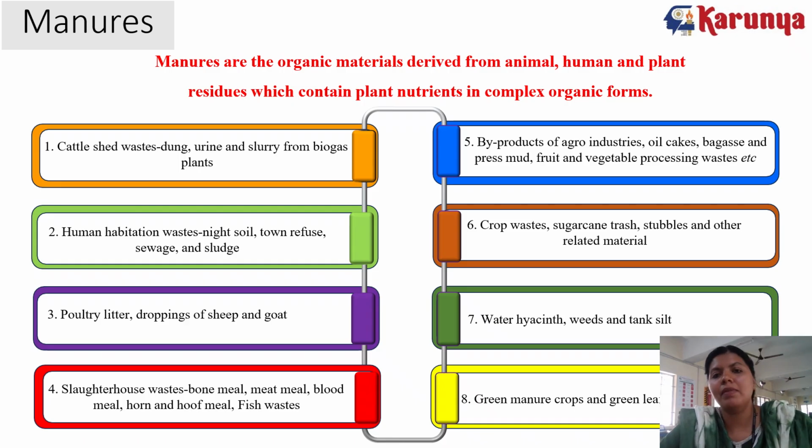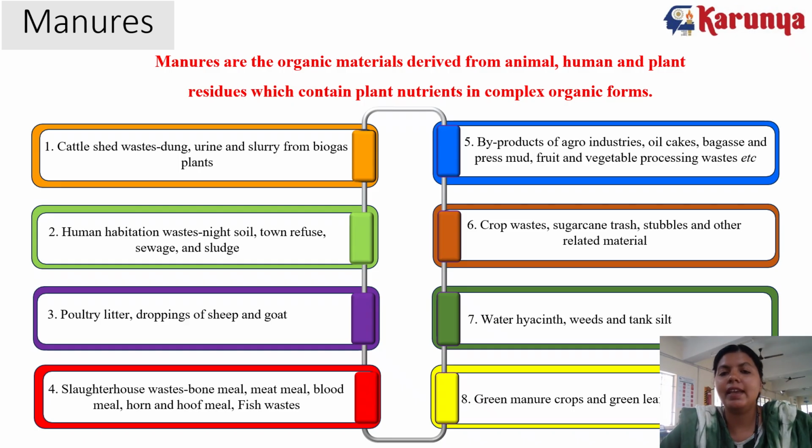And there are some oil cakes which are non-edible, like your neem oil cake, and these non-edible oil cakes can also be used as a source of manure. And bagasse, pressmud, fruit and vegetable industry waste, everything can be used as a source of manure. Apart from this, the leftover crop residue in the field after the crop harvest can also be used.